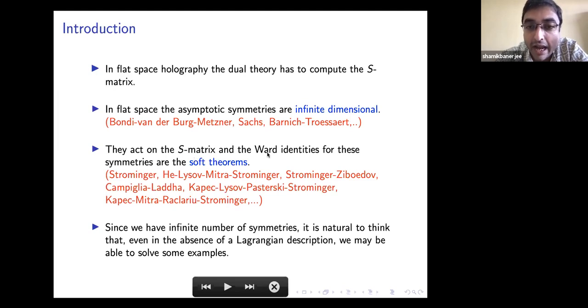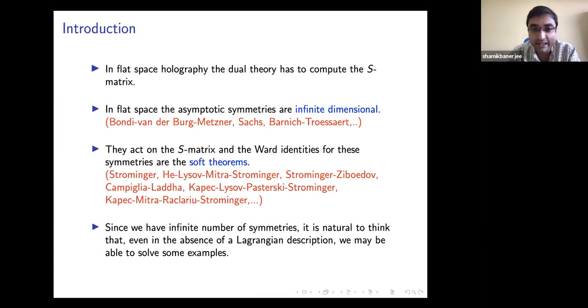matrix, and the Ward identities for these symmetries are the soft theorems, which we know from the work of this. So now the thing is that what we will talk about in this seminar is basically how to use some of these infinite dimensional asymptotic symmetries to solve for the scattering amplitudes in some simple examples.